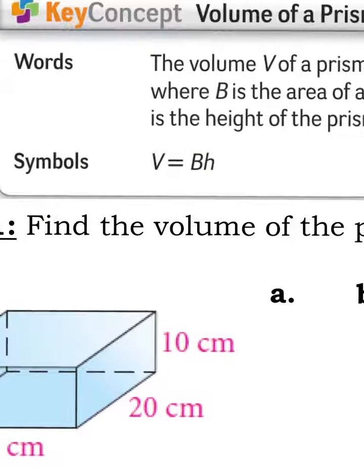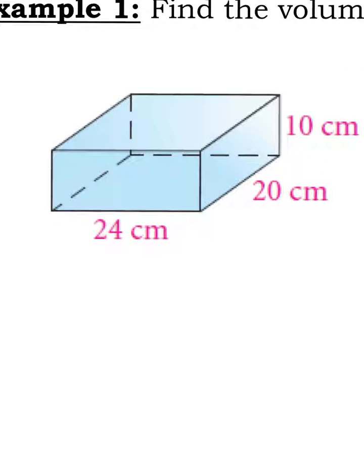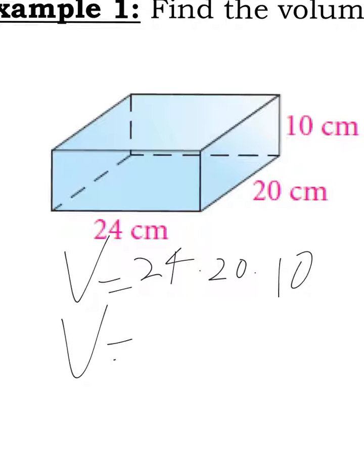So the formula is volume equals big B times H. Big B would be the area of the base. Okay? A lot of times people can just remember for a prism or a cube, it's just length times width times height. Well, big B is length times width. So to start off, I have volume is 24 times 20 times 10. Volume equals 4,800 centimeters cubed.